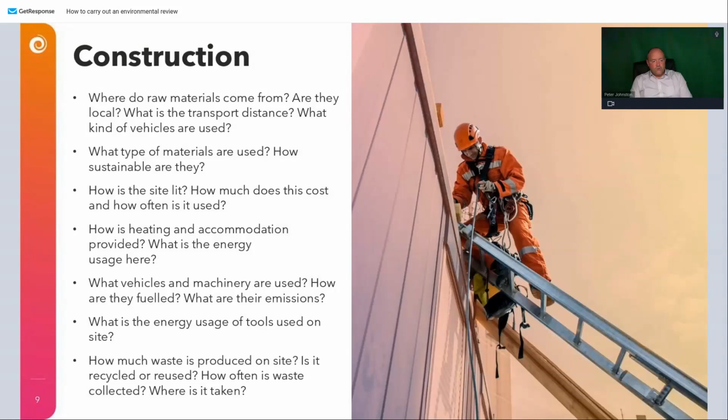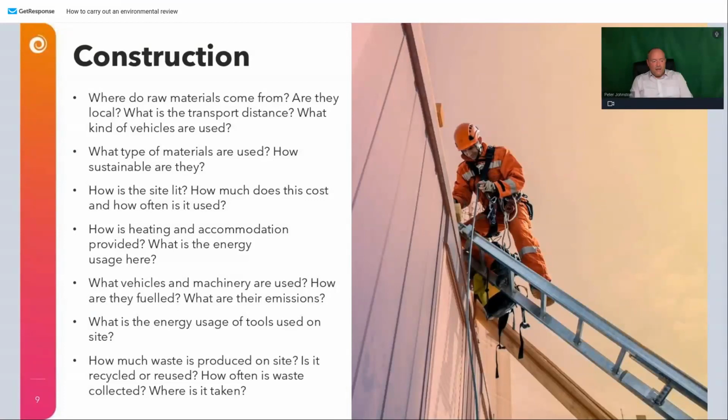The energy usage of tools, so things like battery power tools, mains power tools, what kind of energy is being used, how are those batteries being charged, etc. And how is waste produced on site? Obviously there's legislation in place now for large construction sites to be able to segregate waste and recycle it.